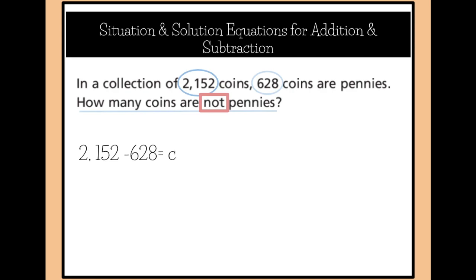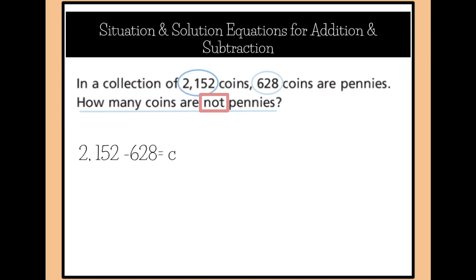With that information, I have a feeling that if I subtract, I will get the answer. That keyword not gives me a hint that I'm looking for a difference. The difference that I'm going to find here is 2,152 minus 628. I think that this is going to give me the amount of coins that are not pennies, and that's why I made it equal the variable C. This is my solution equation because I know which numbers I need to subtract in order to get my variable.